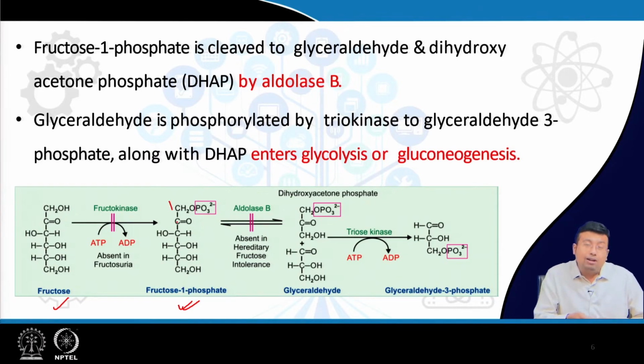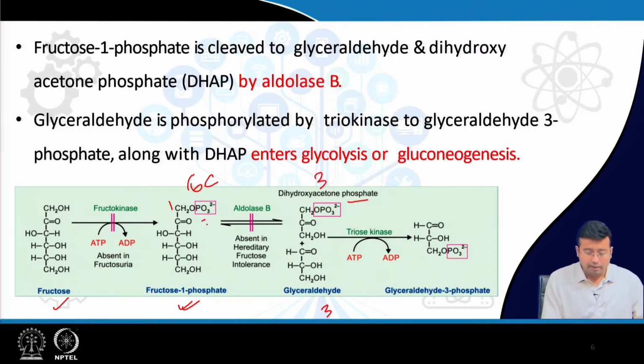Over here aldolase B, it is an isoenzyme, an enzyme that is present in different parts of the body but exerting a similar function, known as an isoenzyme. So, what is aldolase B doing? Aldolase B is breaking down a 6 carbon compound, fructose 1 phosphate, to two 3 carbon compounds. They are glyceraldehyde and dihydroxyacetone phosphate.